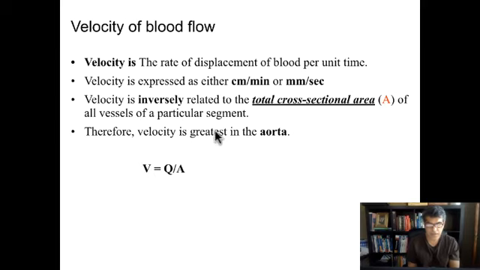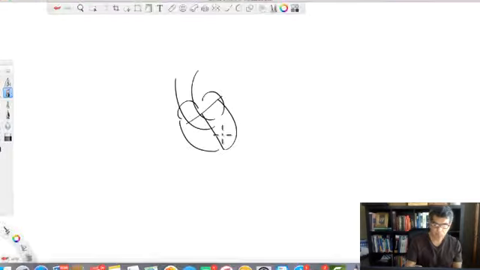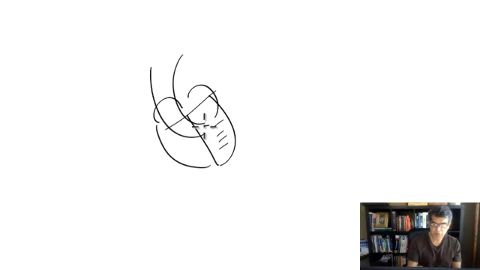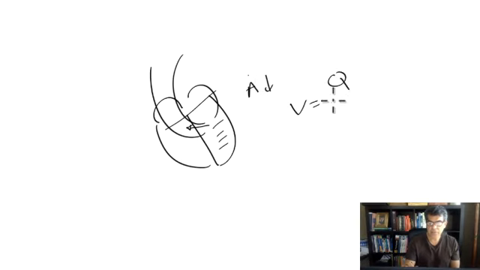Therefore, velocity is greatest in the aorta. Why? Because the aorta has the smallest cross-sectional area, but has the biggest amount of blood flow. When the heart pumps, when you say heart, again, I mean the left ventricle. When the left ventricle contracts and pushes this blood inside the aorta, of course, the maximum amount of Q, or blood flow, would be inside the aorta, and also the aorta has the smallest cross-sectional area. So therefore, as you can see, Q is going to go up, A is going to come down, and V would be the maximum. So the maximum velocity is going to happen inside the aorta.